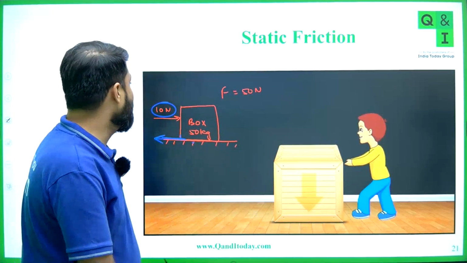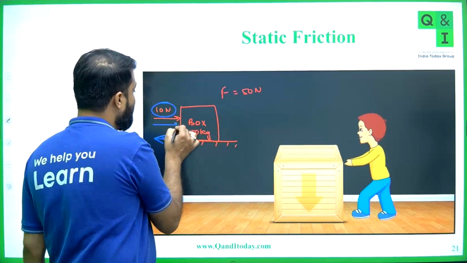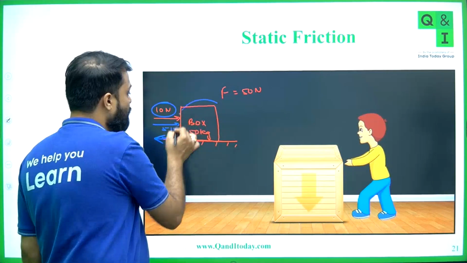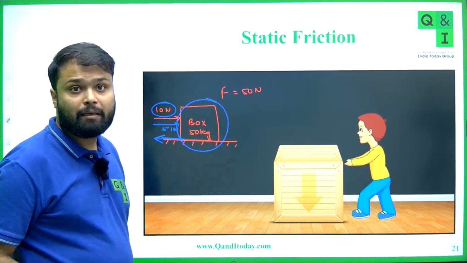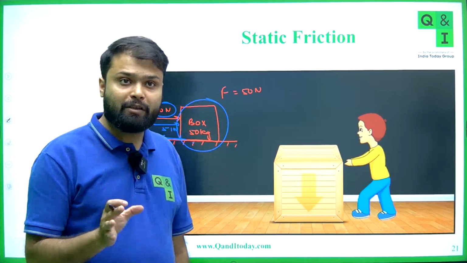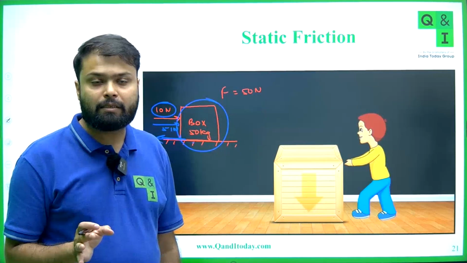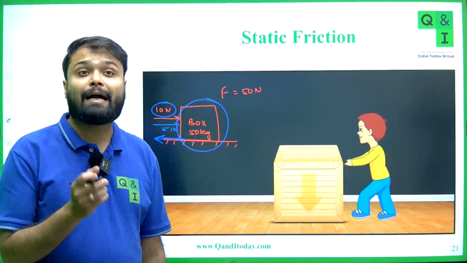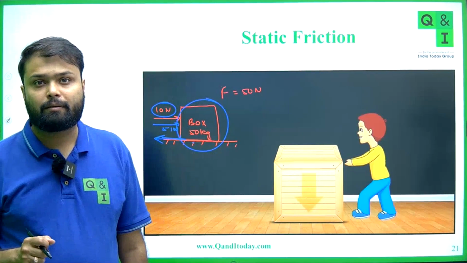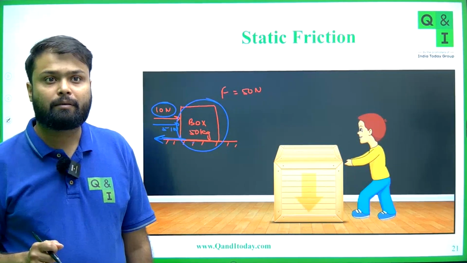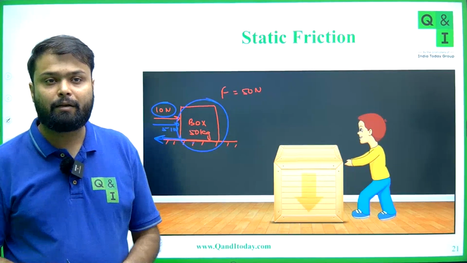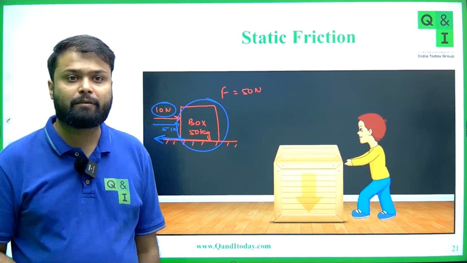Now, if you apply a force of 51 Newton, what will happen? This block will start moving. Now, again, the friction is acting between the two surfaces. Now the friction is called kinetic friction. So that is static and kinetic friction.